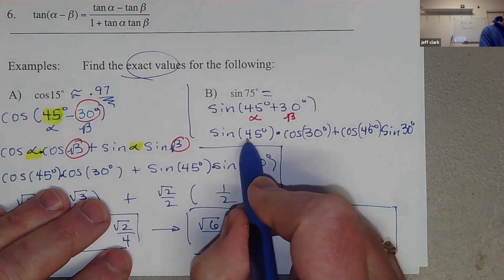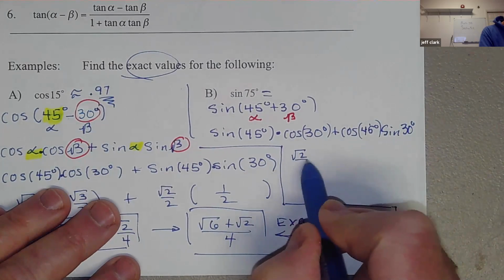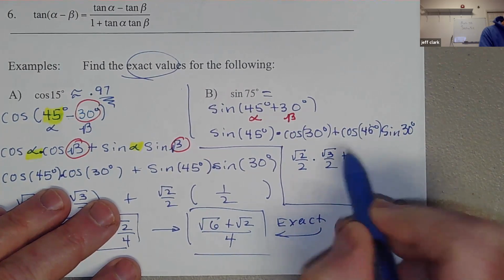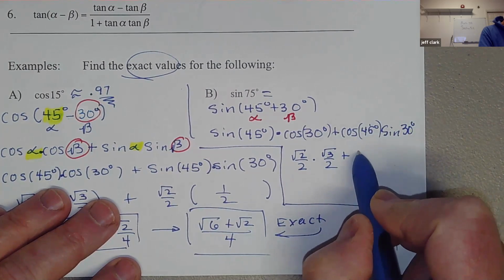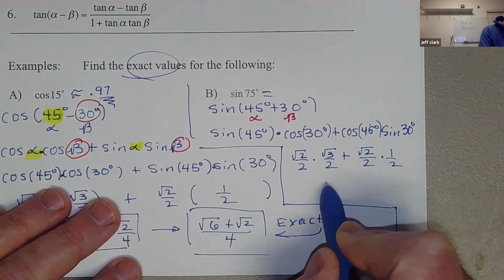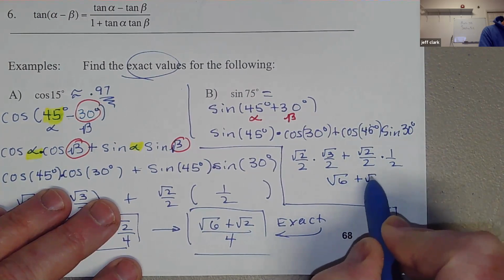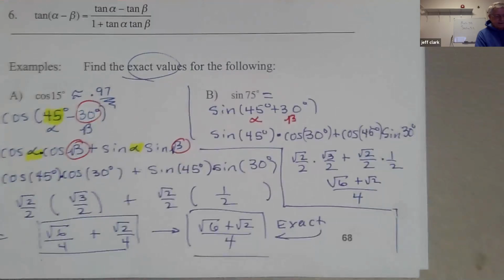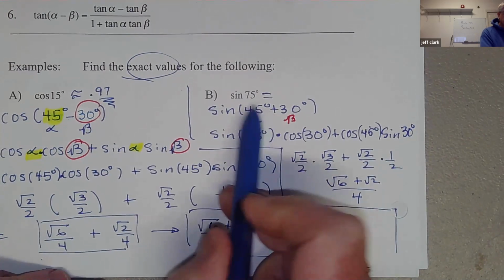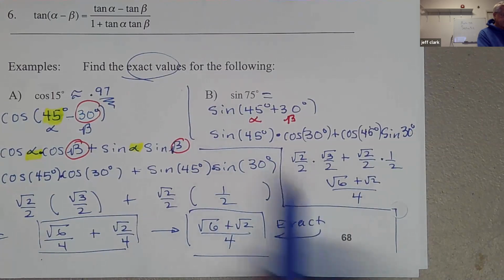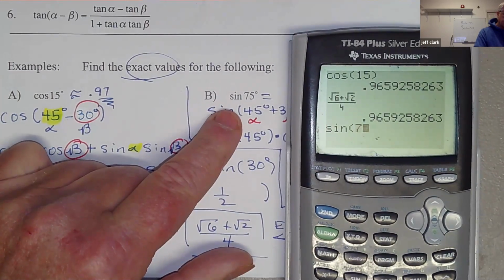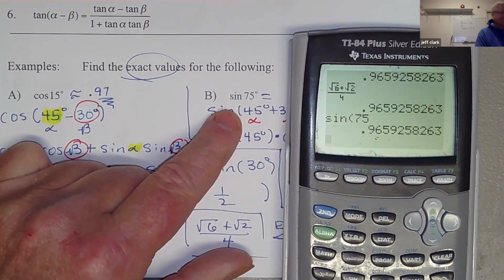And from the wheel, you just find out that that's root 2 over 2 times cosine of 30, which is root 3 over 2, plus, again, root 2 over 2 times a half. So ultimately, it looks like root 6 plus root 2 over 4. Hey, it's the same answer. You might think that's weird, but it turns out to be the same answer. Check it out with the decimal approximation. Sine of 75 degrees should be the same as that. Yep, looks good.